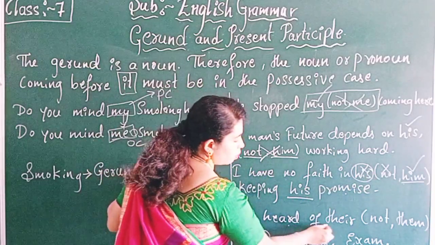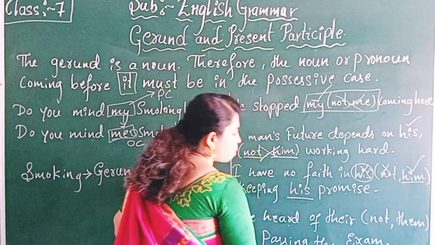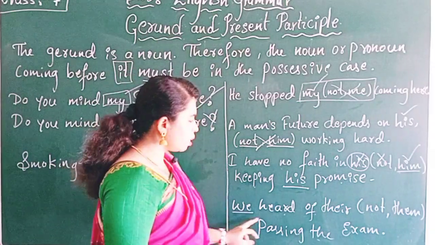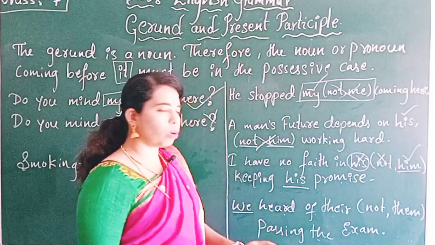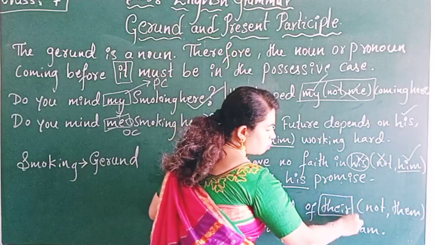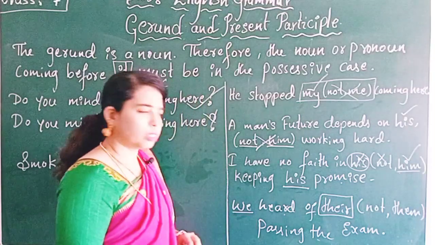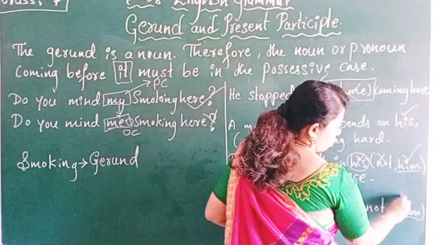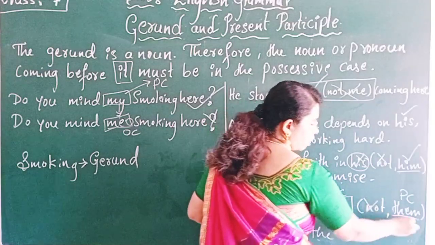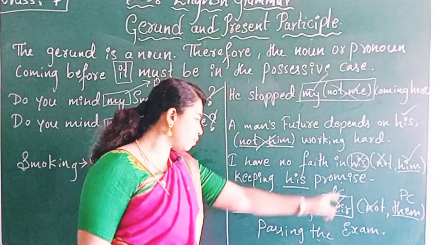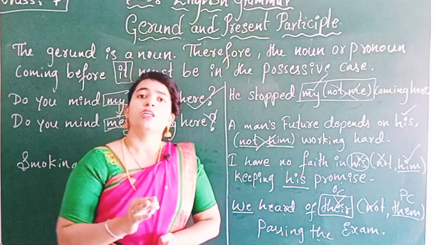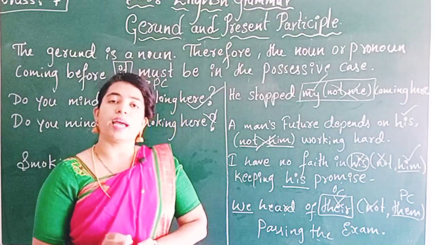We heard of their, not them, passing the exam. Here it is a plural form. Them is the objective case, so it is wrong, and their is right. We heard of their passing their exams. This is the proper usage of gerund or ing.